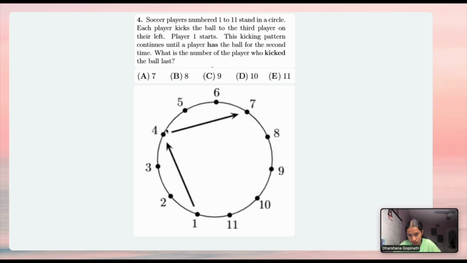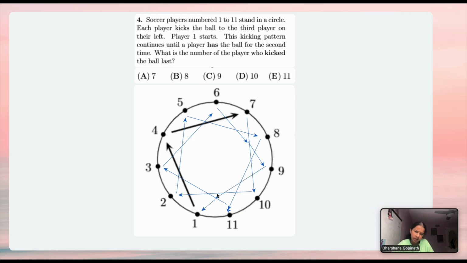So 1 goes to 4, 4 goes to 7, 7 goes to 10, 10 goes to 2, 2 goes to 5, 5 goes to 8, 8 goes to 11, 11 goes to 3, 3 goes to 6, 6 goes to 9, and 9 goes to 1.